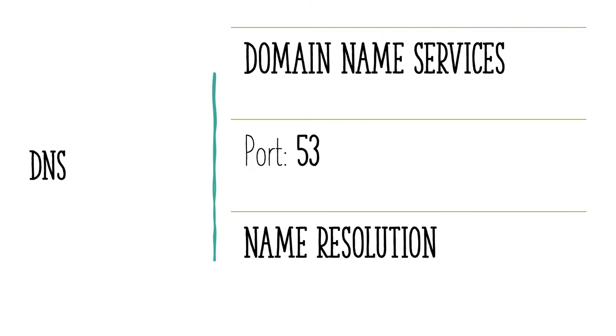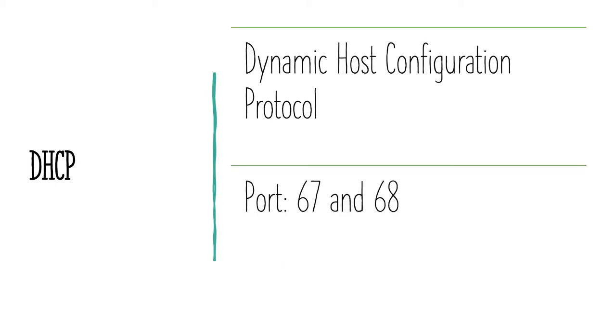DNS, which stands for Domain Name Services, uses port 53. It's used for resolving names or URLs such as youtube.com to their IP address. Our devices receive an IP address and other configuration information when they connect to the network. One way that a device receives an IP address and other important configuration is from the DHCP server. DHCP stands for Dynamic Host Configuration Protocol. Its main function is to assign IP addresses from its pool of addresses. It uses ports 67 and 68.